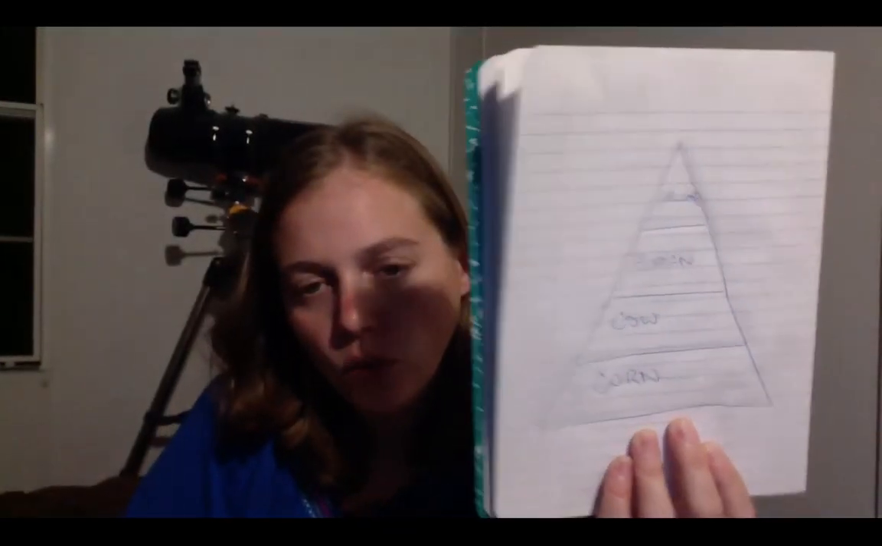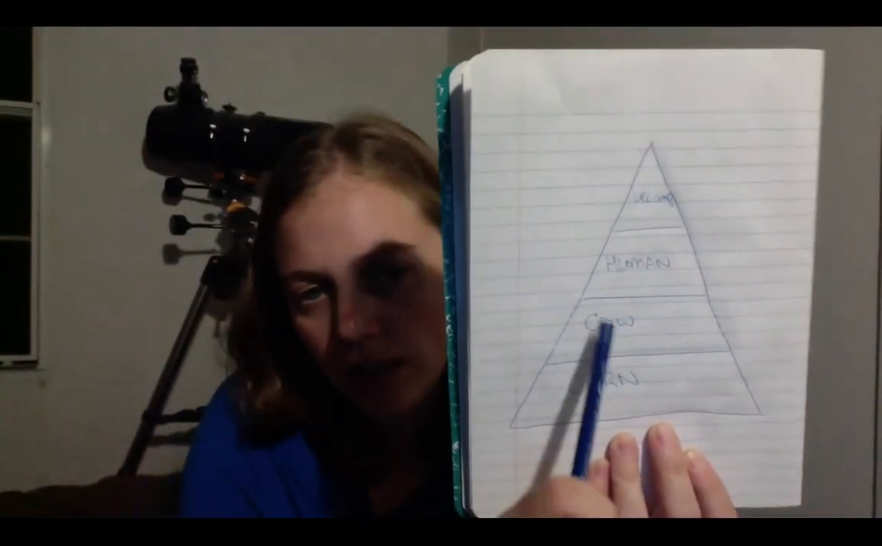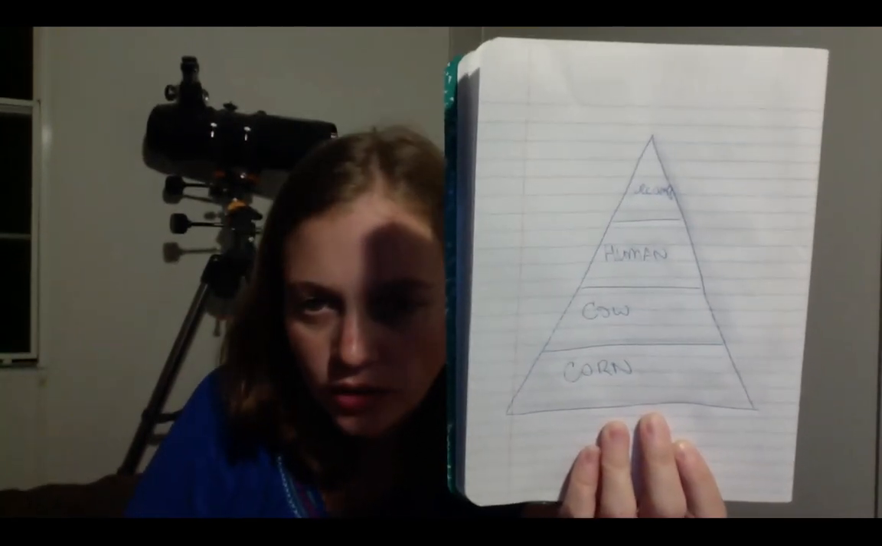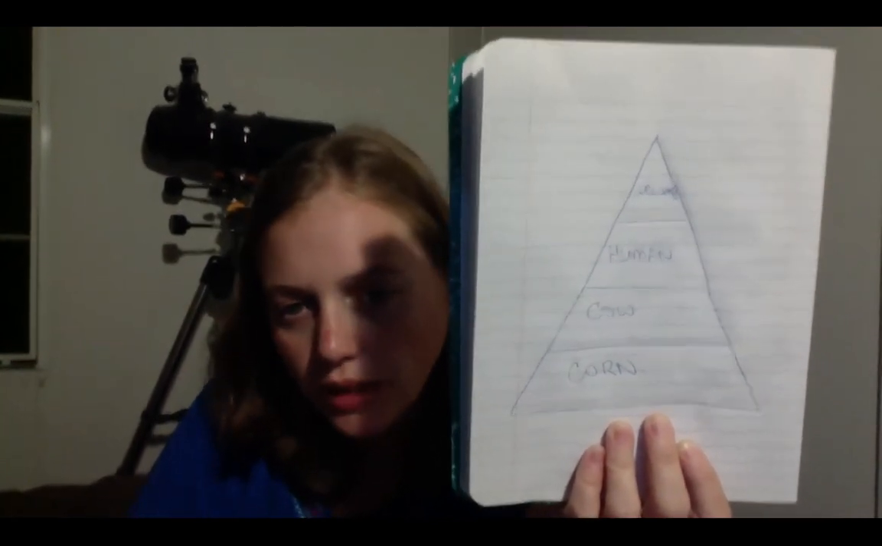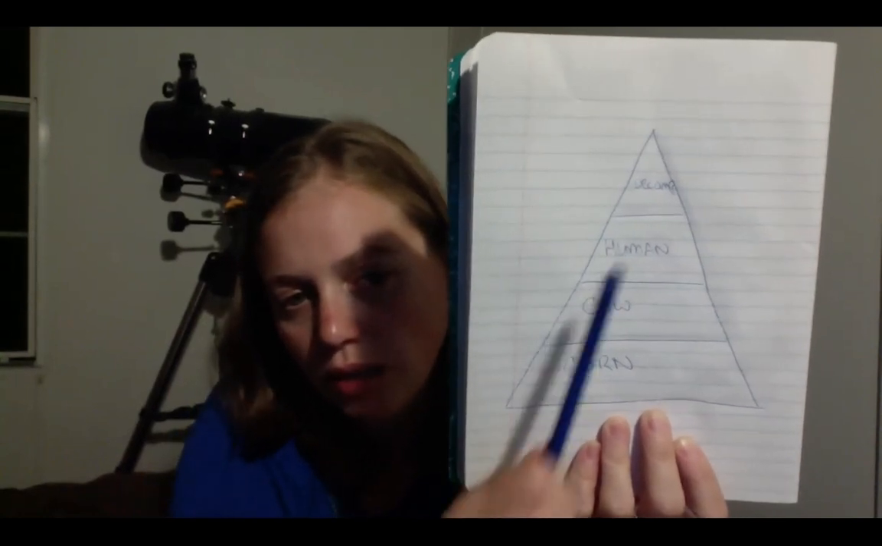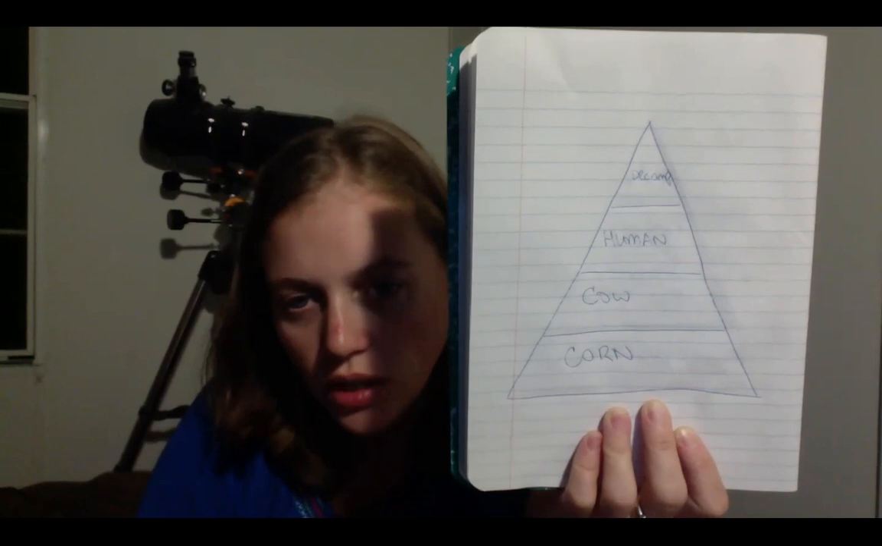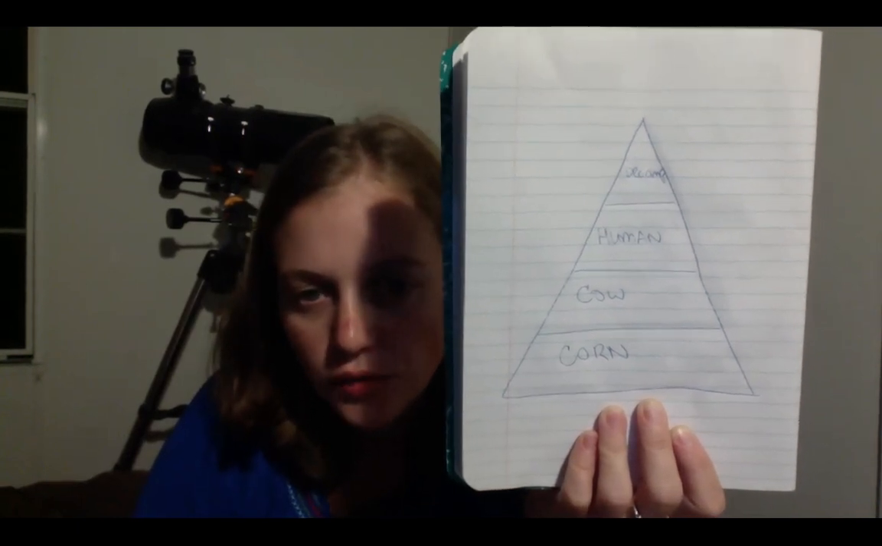We have here a 4-level food chain: corn, cows, humans, and then decomposers. Now we've arranged this food chain into a food pyramid. Keep in mind that the size of the box indicates how much energy is available at that trophic level. So let's see if we can label our trophic levels.